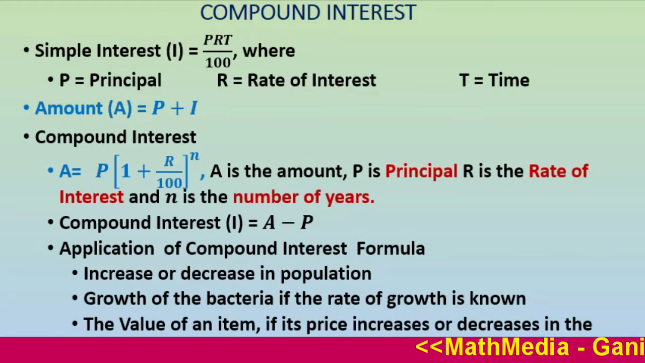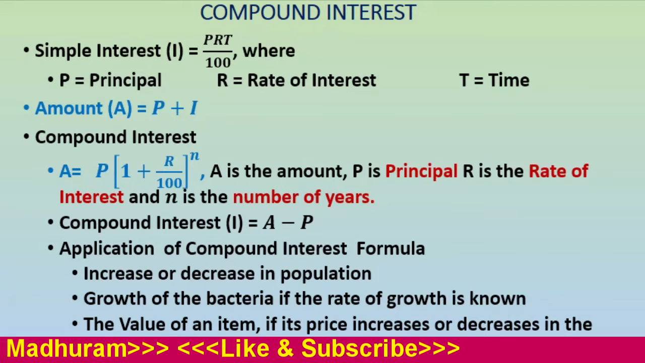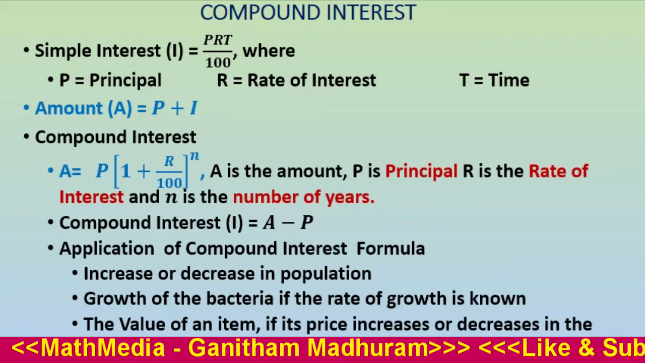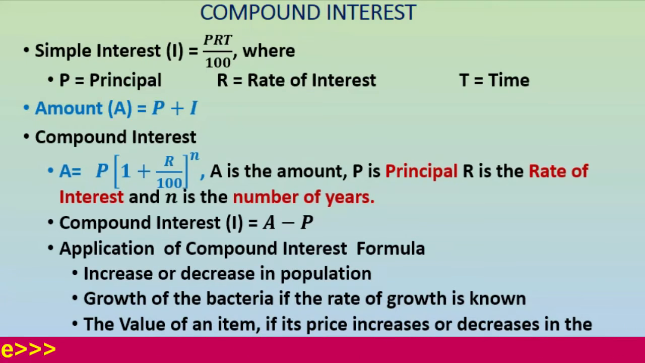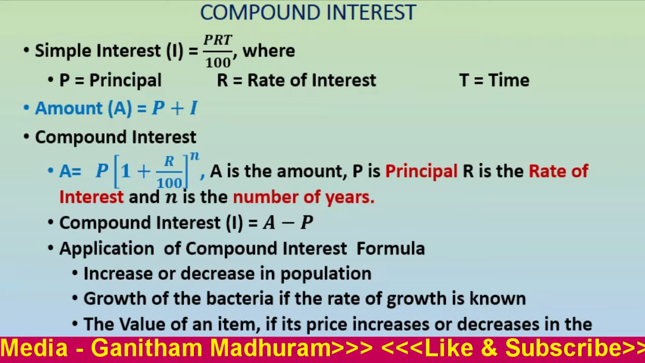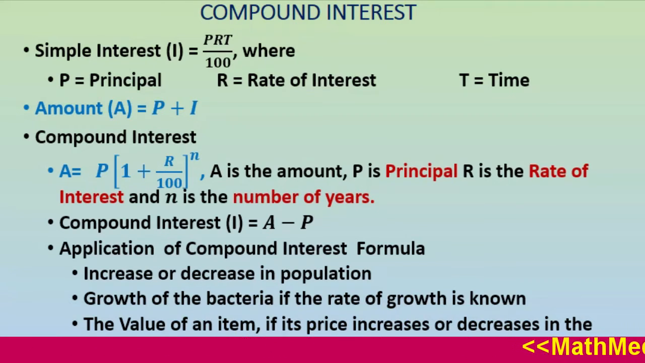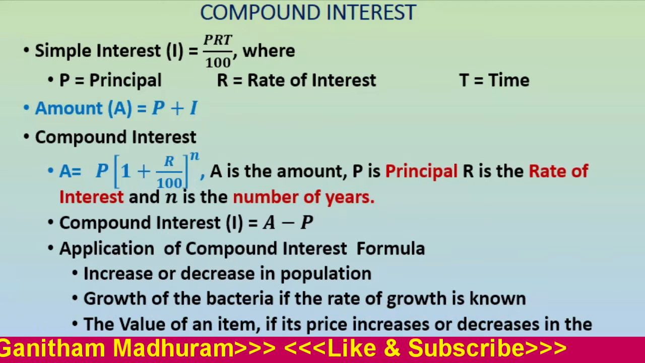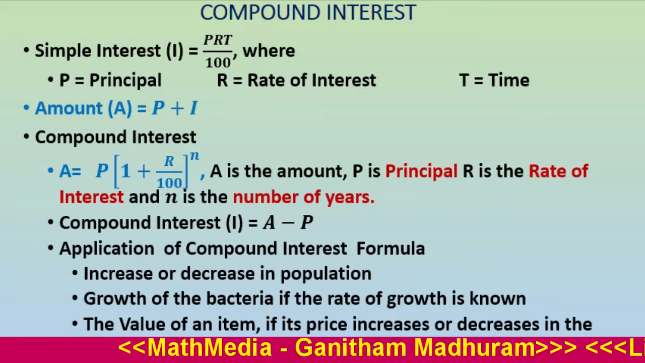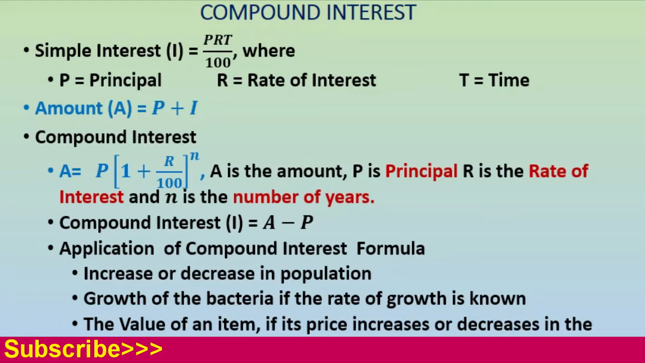And we can see what is the application of compound interest formula. We can see that to find increase or decrease in population, growth of bacteria if the rate of growth is known, the value of an item if its price increases or decreases in the intermediate years. In these situations, to calculate this, we use the formula of compound interest. Let's move to our sum.